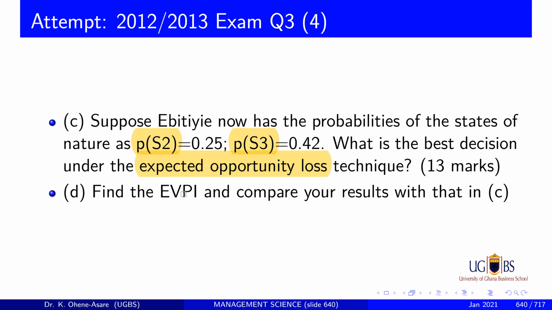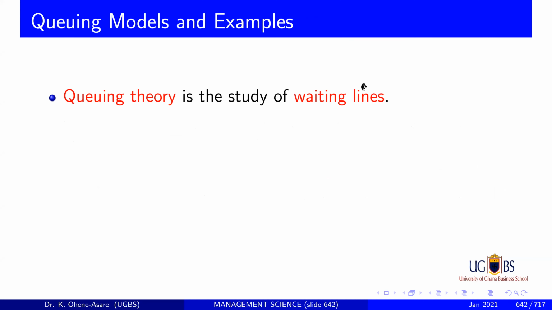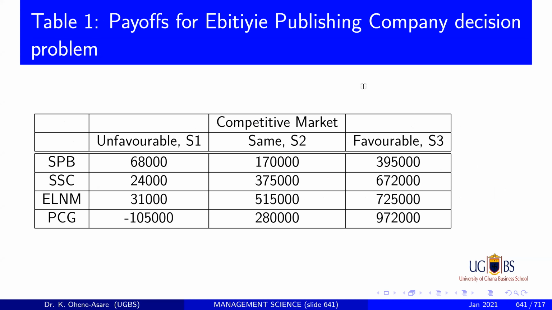Now find the expected value of perfect information and compare your results with that in C. You will expect that the expected value of perfect information will be equal to the expected opportunity loss that you would have found in the C part. You do that, then you are able to work it out. That will indicate that you understand everything related to that.